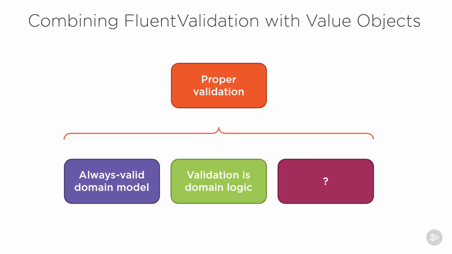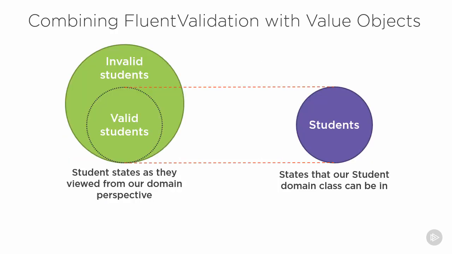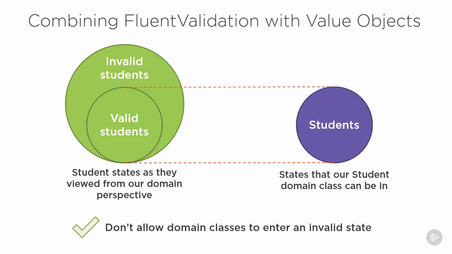The first building block we discussed in the previous module is the concept of always valid domain model. When modeling the domain, we need to operate sets that closely align with the sets of the underlying domain concepts and not include invalid states in those sets. In other words, we should not allow our domain objects to become invalid. That goes against the whole practice of strong typing.